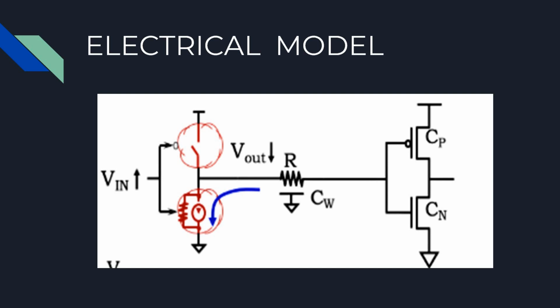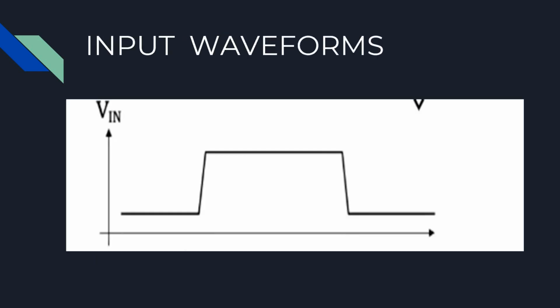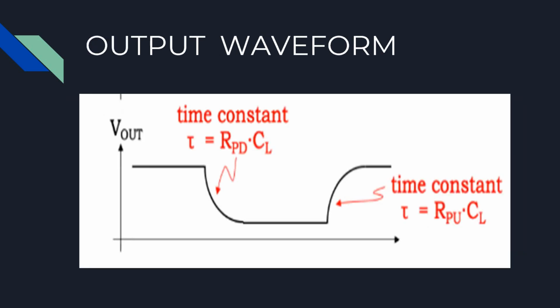Now let us look into the voltage waveforms as a function of time. This plot shows both rising and falling transitions for Vin, which is the input waveform. Let us see the output waveform. We see that the output waveform has the characteristic exponential shape of the voltage of a capacitor being discharged or charged through a resistor.